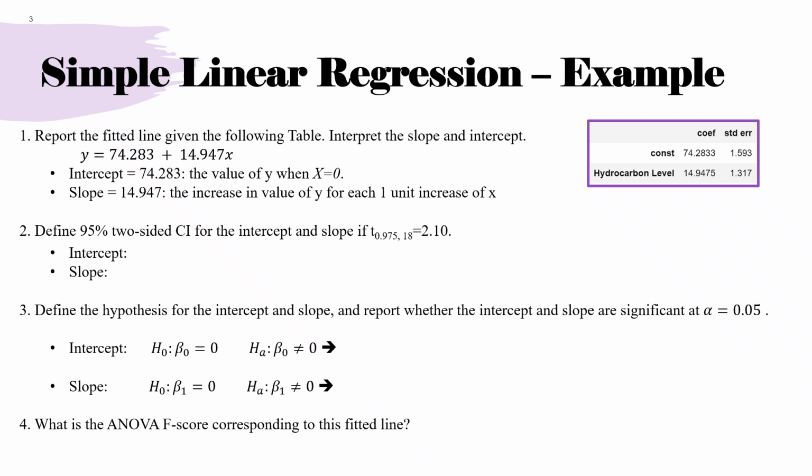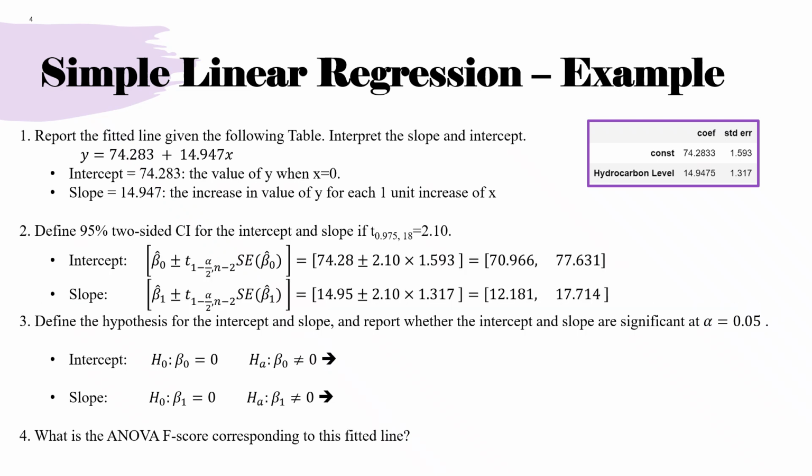In question 2, we are asked to define 95% confidence intervals for both the intercept and the slope. Please pause the video here and take a moment to answer question 2. To define the 95% confidence intervals, we need the estimated values of beta 0 and beta 1, their corresponding standard errors, and the critical t-value corresponding to 0.975 with 18 degrees of freedom.